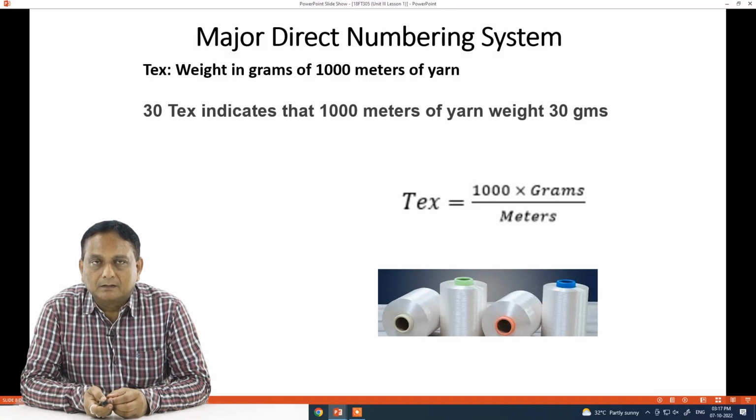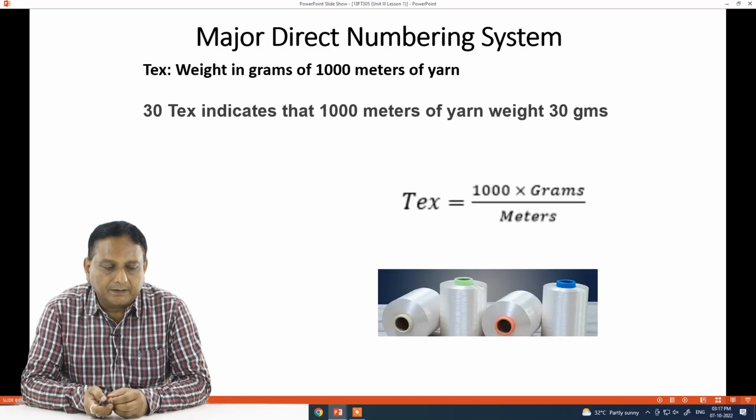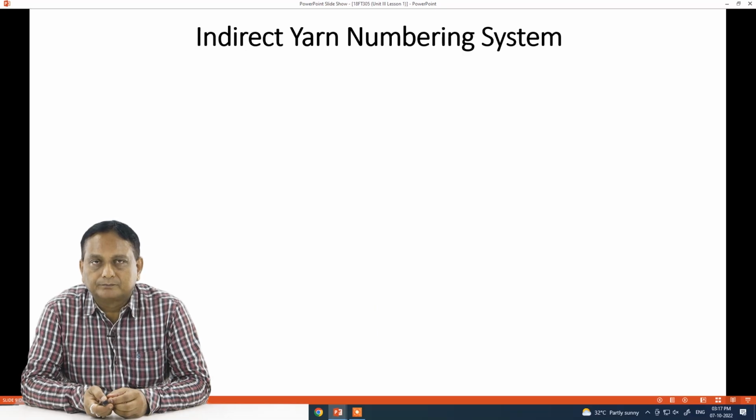And again, if we say 30 Tex, what does it indicate? 30 Tex indicates that 1000 meters of yarn weighs 30 grams. So that is called Tex. This is also one of the major direct numbering systems.